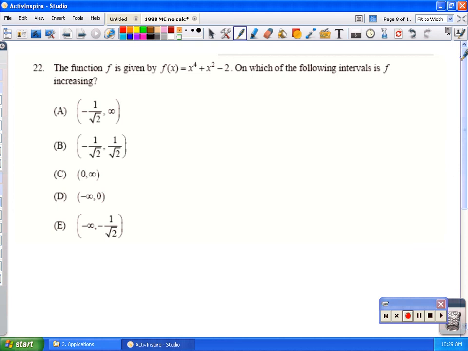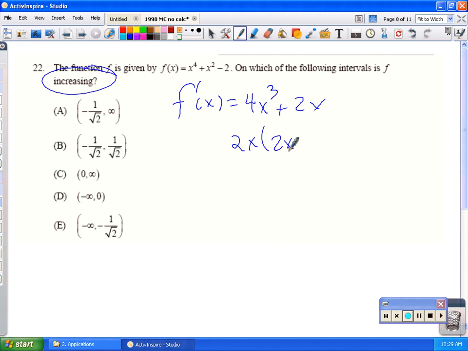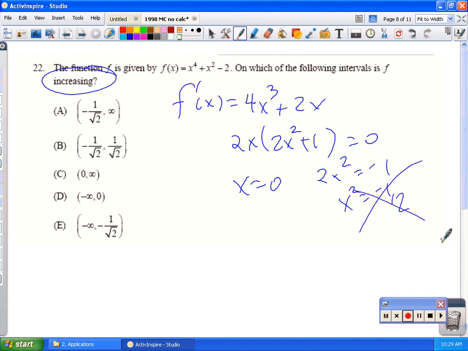We're looking for increasing intervals. They give us f, so of course we need to find the first derivative, which is 4x cubed plus 2x. We're going to factor out a 2x and get 2x squared plus 1. Set that equal to 0, so we get x equal to 0. From this, we'll get 2x squared equal to negative 1. So x squared is equal to negative 1/2. We can't take the square root of a negative number, so we get no critical points out of that. So the only critical point is 0. Make a number line, put 0 on it, make it first derivative, make your choice about which one's positive.